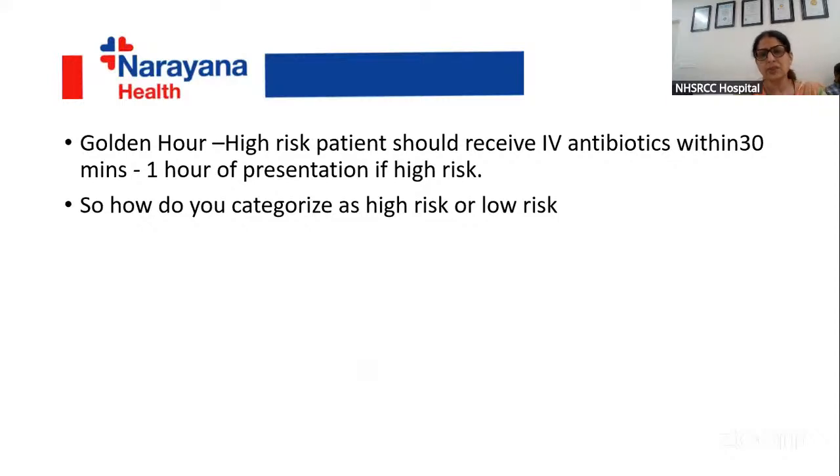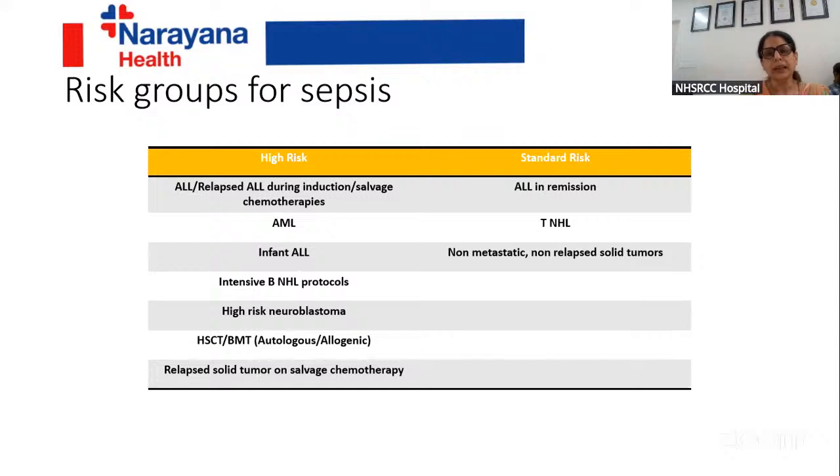Now, how do you categorize these children as high risk and low risk? The standard risk, which is the low risk, includes children with solid tumors which are non-metastatic and non-relapse, the T-cell non-Hodgkin's lymphomas, and the acute lymphoblastic leukemias who are in remission. Otherwise, the acute lymphoblastic leukemias who have relapsed, who are on salvage chemotherapies, or who are on induction or reinduction, as I just described in this case, acute myeloid leukemias, infant ALLs, intensive B-NHL protocols, high-risk neuroblastomas, those having undergone transplant, either autologous or allogenic, or the solid tumors who are on salvage chemotherapy, all fall in the high-risk category.